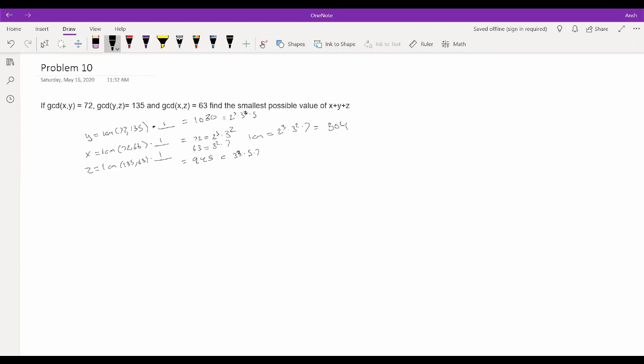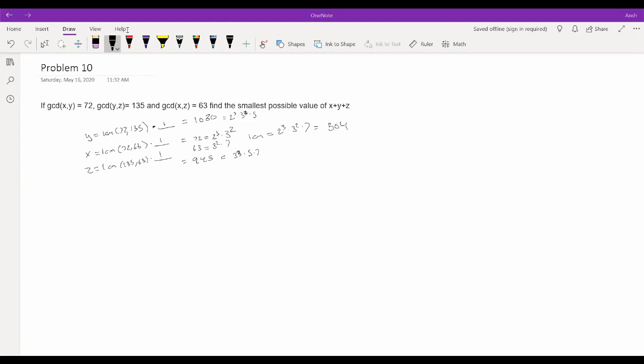So we can see that the GCD of x and y would be, they both share 2 cubed. The smallest power of 3 would be 3 squared, and the smallest power of 5 and 7 would just be 1 and 1 respectively. So it would be 2 cubed times 3 squared, which is 72. So that checks out.